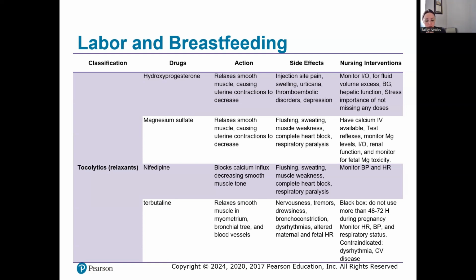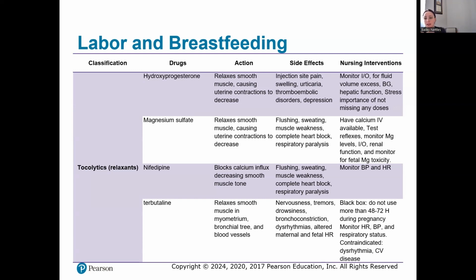Terbutaline is a huge one they also use in OB. They use it all the time. It relaxes smooth muscle in the myometrium, the bronchial tree, and blood vessels, okay? So you can have nervousness, tremors, drowsiness, bronchoconstriction, because I've just relaxed all the bronchial tree. It could work too well. Now I've got it too relaxed or too small. Dysrhythmias, altered maternal or fetal heart rate, okay? So it can affect the fetus.